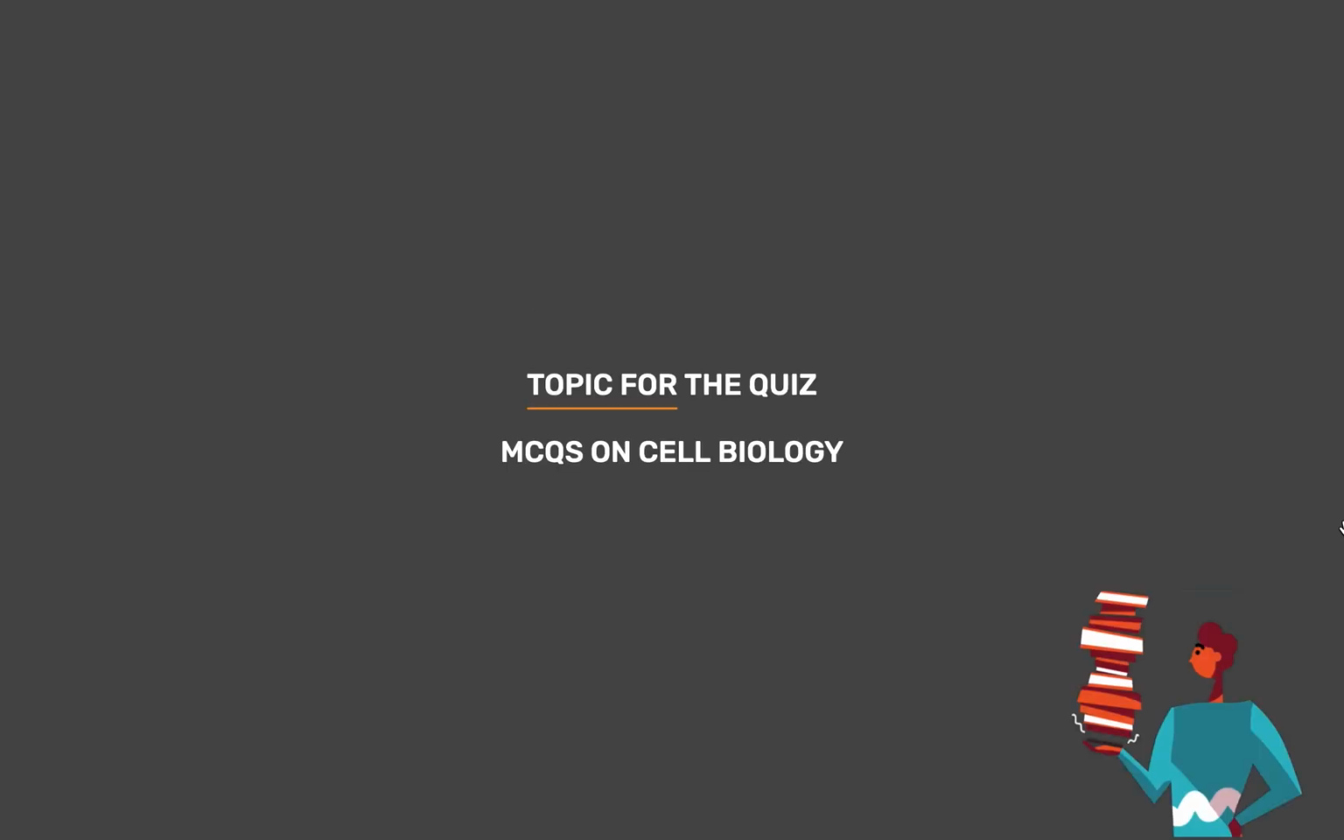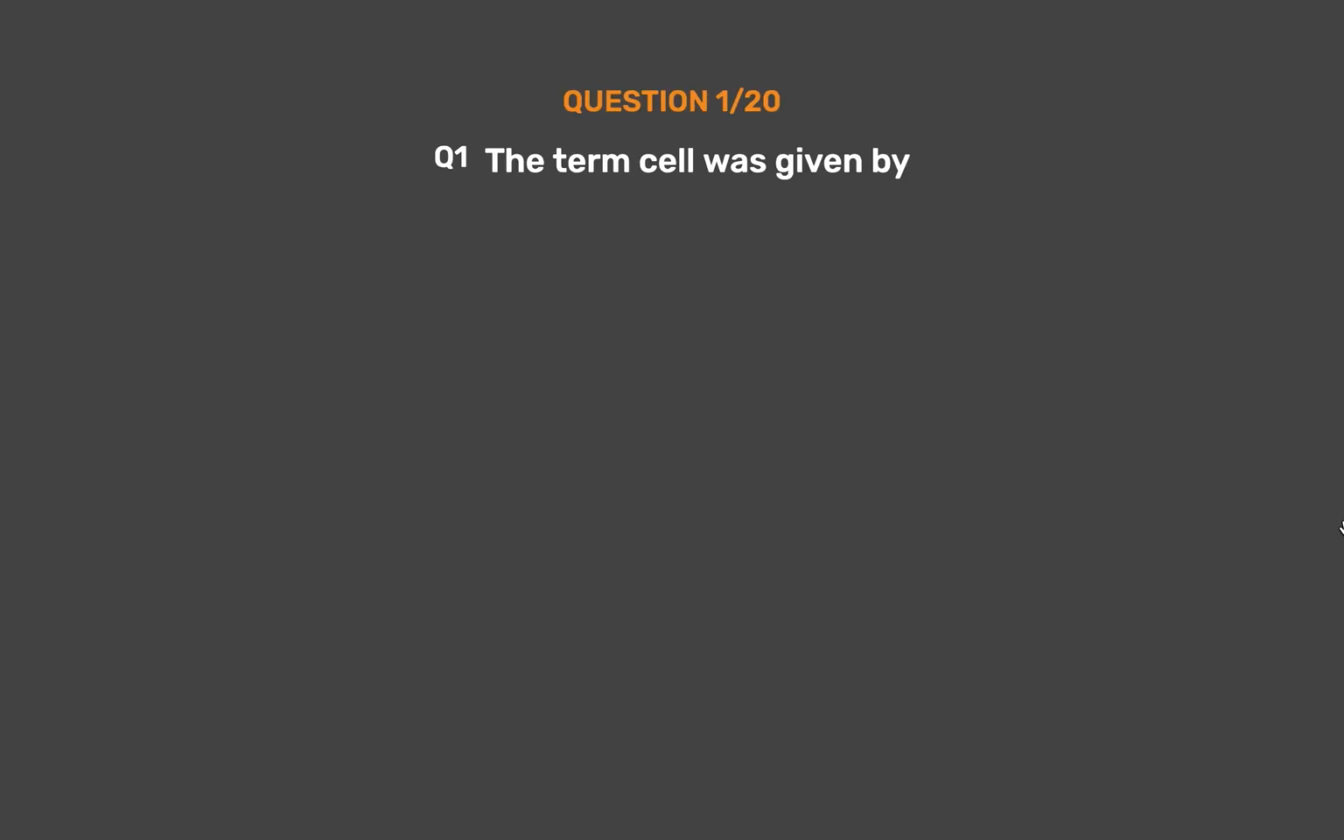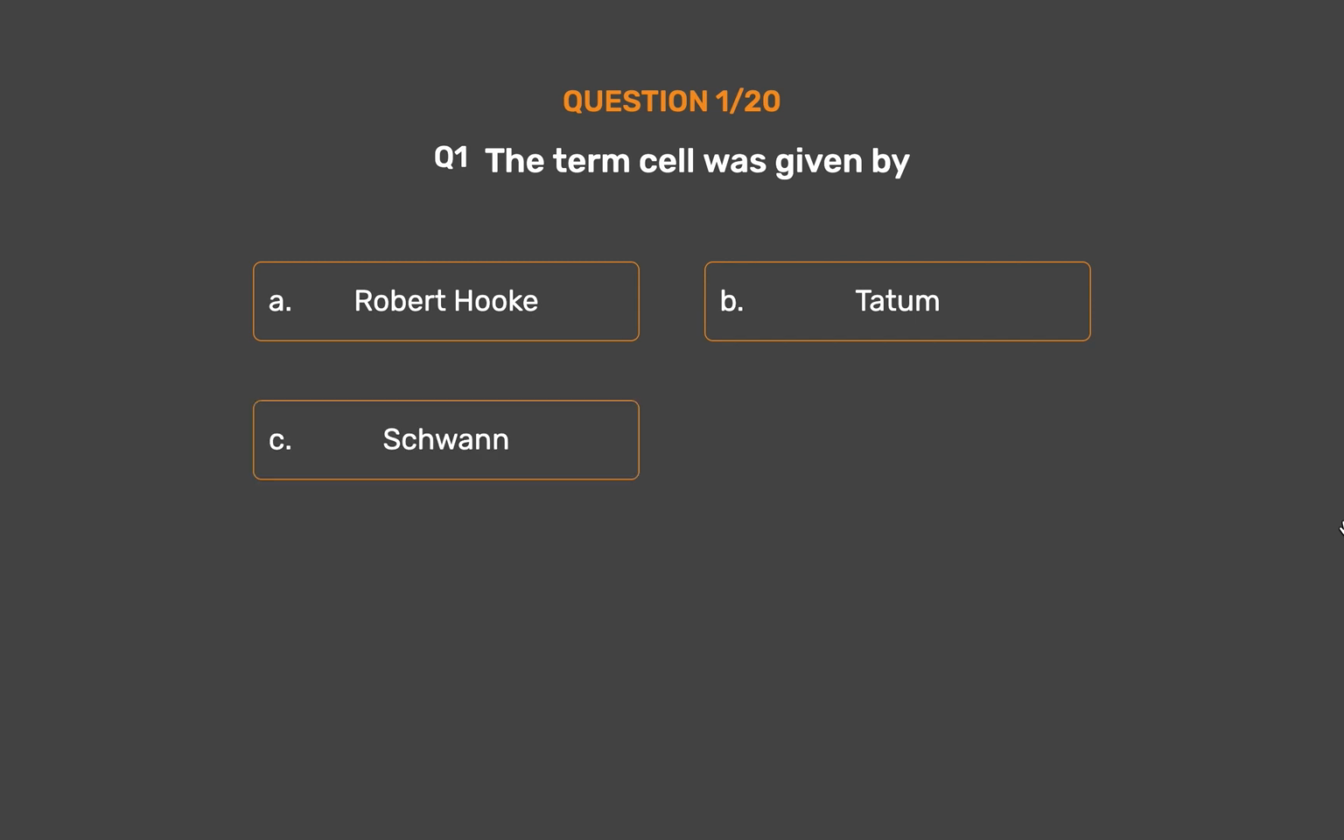Topic for today's quiz is MCQs on cell biology. Question number 1. The term cell was given by Option A. Robert Hooke. Option B. Tatum. Option C. Schwann. Option D. Theodor Schwann also.